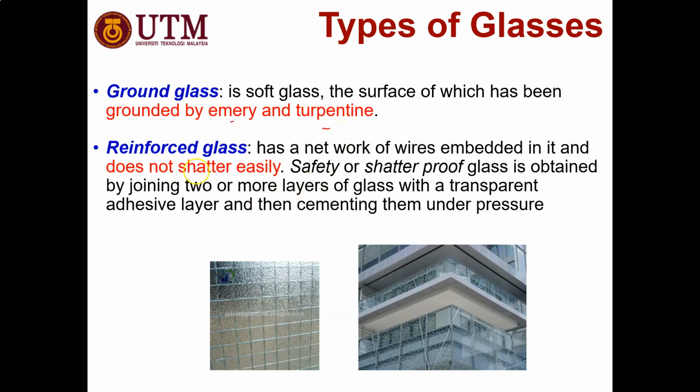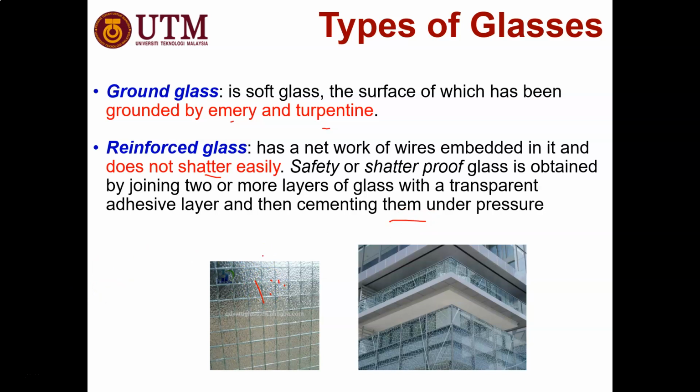And ini, this reinforced glass pun sangat penting. Okay, so apa yang ni? It is a network of wires embedded in it. Maknanya in between glasses tu ada wire kat dalam tu. Why? So that it does not shatter easily. So the safety or shatterproof glass is obtained by joining 2 or more layers with a transparent adhesive layer then cementing them under pressure. So kita masukkan dia, in between dia ada wire, lepas tu kita campurkan.